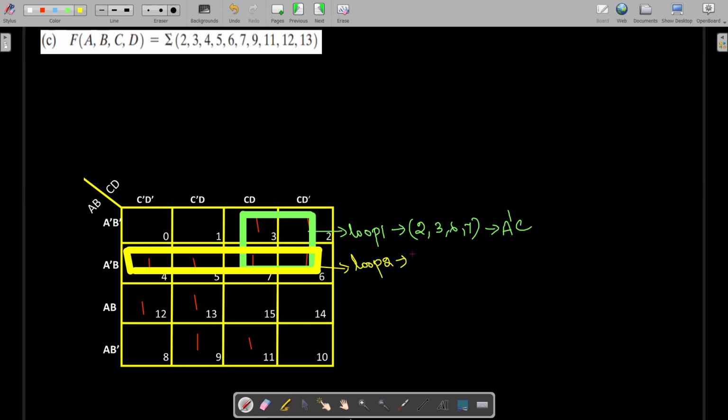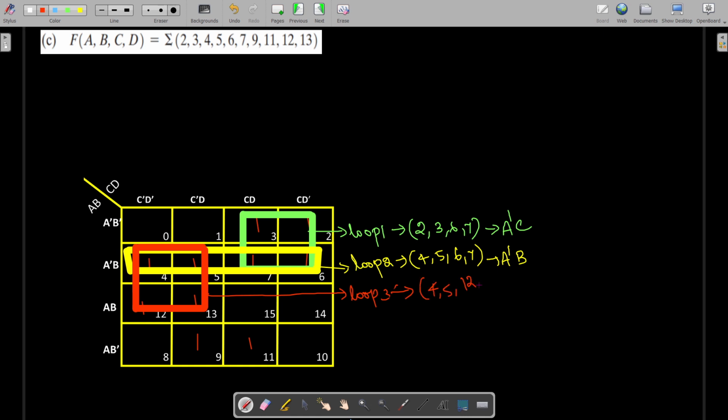Its corresponding minterms are 4, 5, 6, 7 and its corresponding expression is a dash b, because column wise all the columns are covered, so it is equal to 1. Okay, so only this. Now we move on to the third one. Here you can cover these 4 ones together and it can be named loop 3. It covers the minterms 4, 5, 12, 13.